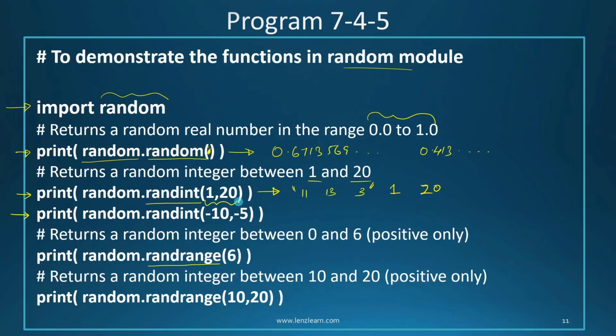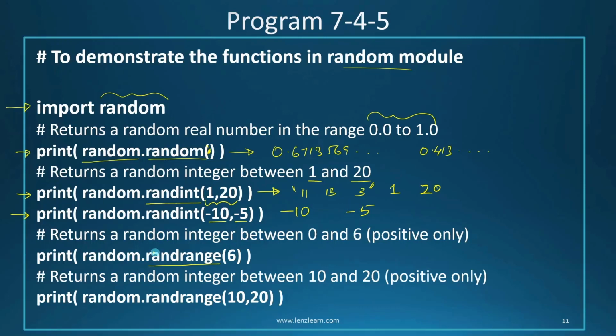Okay, based on the arguments that you give for the function randint defined inside module random. Now the next print statement, the only difference is that the range is given in negative numbers. So -10 to -5. So any value between them will be printed as the random value.